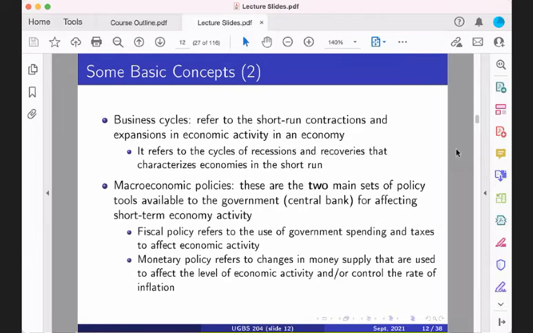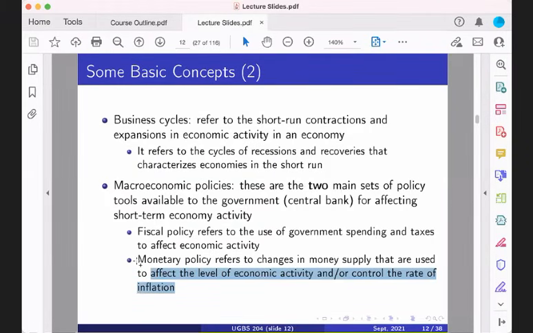One of the things you should also be familiar with is macroeconomic policies. There are two main sets of policies or tools available to the government for making short-term economic decisions. For instance, if there is too much money in the system and it is causing inflation, there's an institution called the central bank, and it is its role to tame inflation. There's monetary policy, which refers to changes in money supply that are used to affect the level of economic activity or control the rate of inflation.